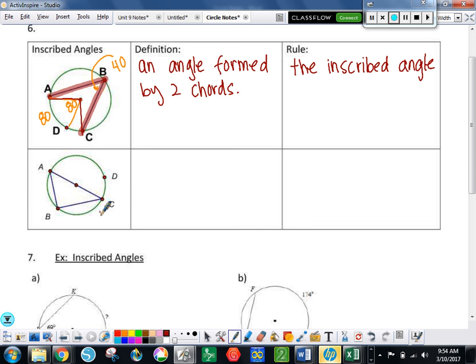Okay, so the inscribed angle is what again compared to the central? It's half. Yep.